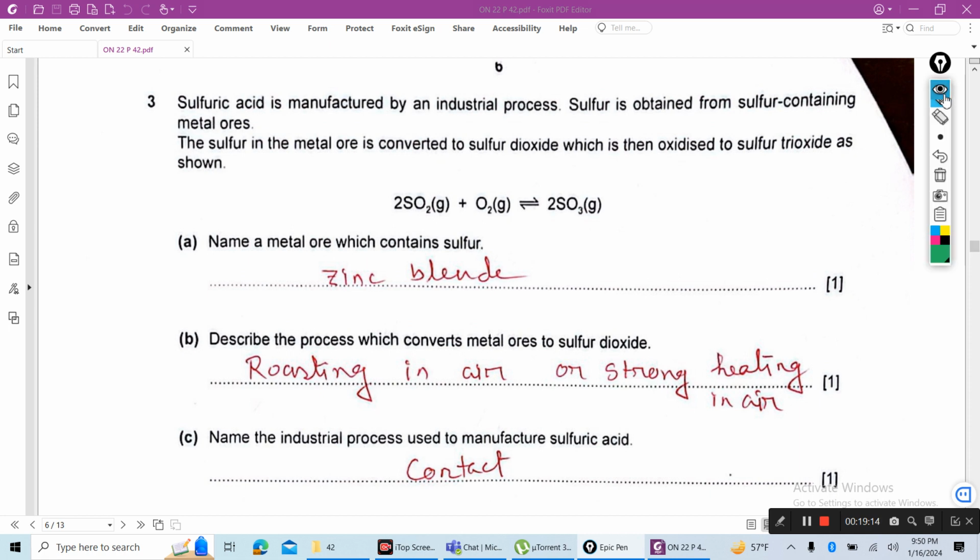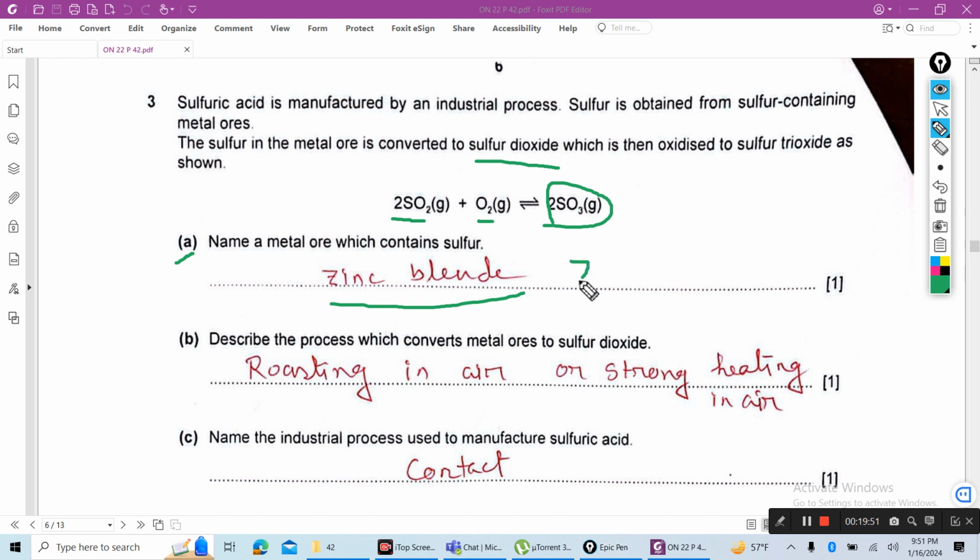Next, question number 3. Sulfuric acid is manufactured by an industrial process. Sulfur is obtained from sulfur containing metal ores. The sulfur in the metal ore is converted to sulfur dioxide, which is then oxidized to sulfur trioxide. Sulfur dioxide is oxidized by oxygen to produce sulfur trioxide. A. Name a metal ore which contains sulfur. Sulfur containing ore name is zinc blende, ZnS, zinc sulfide.